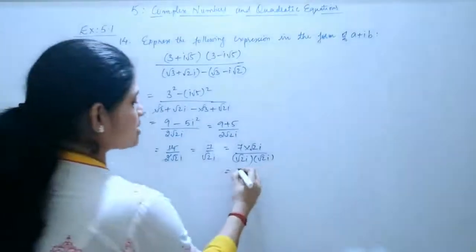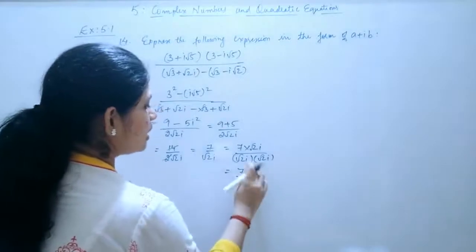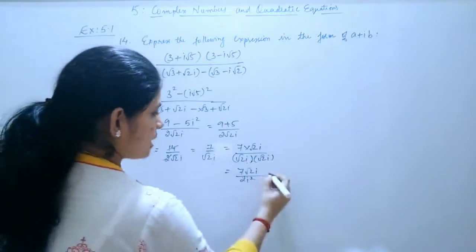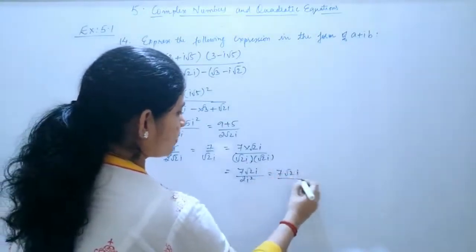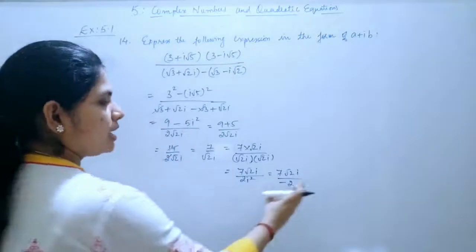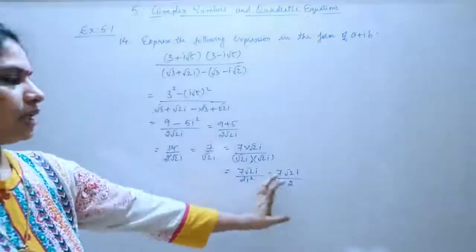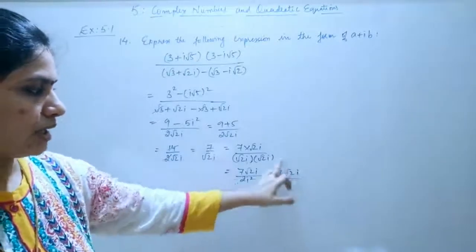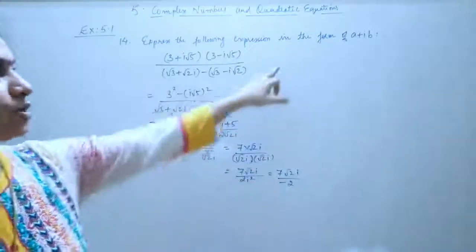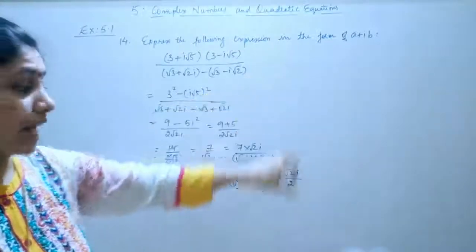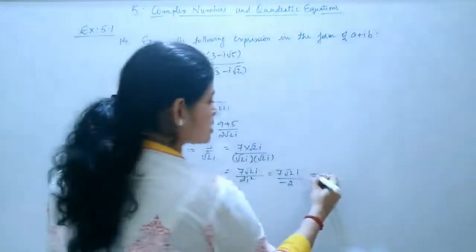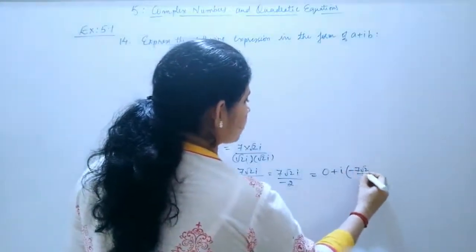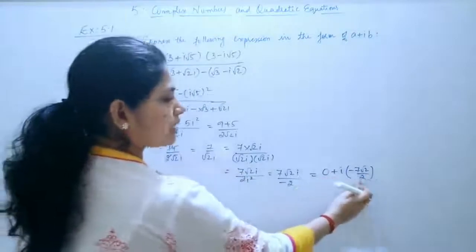Okay, so you will get 7 root 2i divided by root 2i into root 2i will give you 2i square. 2i square is minus 2, so 7 root 2i by minus 2 you will get. Okay, now you can see that there is nothing to split and write, this is the imaginary part, this is the real part. So you have only the imaginary part in this question, but you have to write it in the form a plus ib where you should have a real part. So what we are doing is rewriting it as 0 plus i into minus 7 root 2 by 2, so that this is in the form a plus ib. Okay.